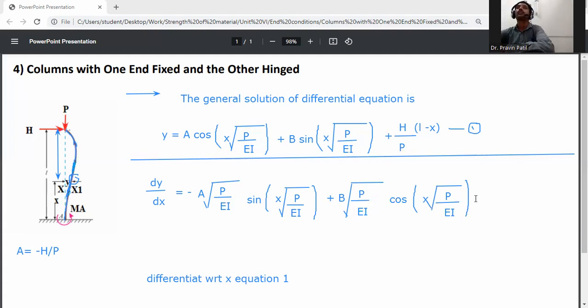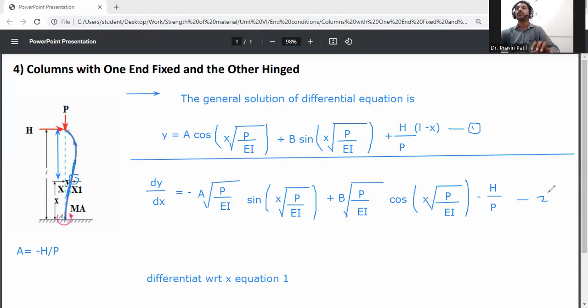minus HX by P. So HX by P, its derivative will be only H by P. H by P minus H by P, minus H by P, minus H by 1. So put, then this one is equation number 2.